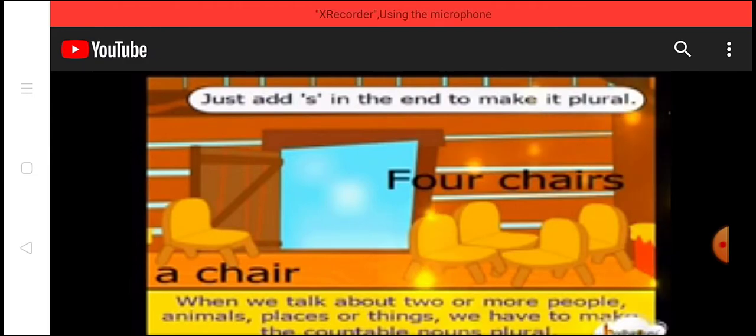When we talk about two or more people, animals, places or things, we have to make the countable nouns plural. So if you are speaking about many people, many animals, many places or things, we should make the countable nouns plural, the same as we have seen in the previous photo. Just add s in the end to make it plural. For example, a chair, to make it a plural countable noun, 4 chairs. So a chair is singular countable and 4 chairs are plural countable.